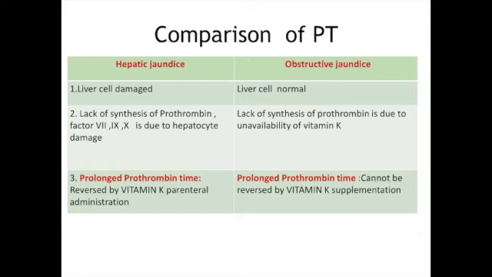hepatic jaundice, when there is liver cell damage, there may not be improvement in prothrombin time by injection of vitamin K. You will require to give some fresh frozen plasma or some cryoprecipitate. So when the patient is having a prolonged prothrombin time, which is not reversed by injection of vitamin K, you have to suspect coexisting chronic liver disease.